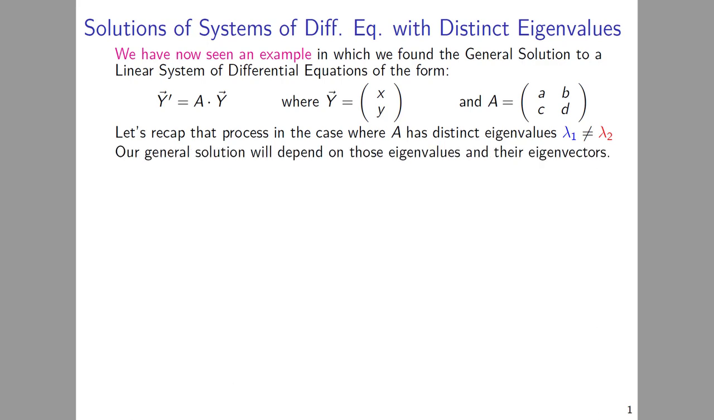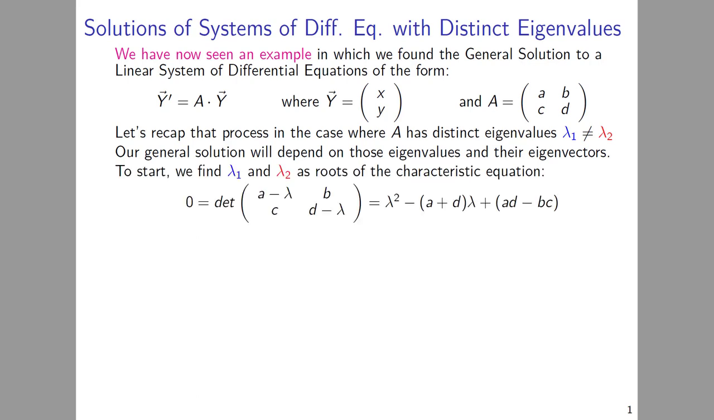Remember, our general solution will depend on those eigenvalues and their eigenvectors, and we need them to be distinct so that we know the eigenvectors are linearly independent, and thus we have the general solution.